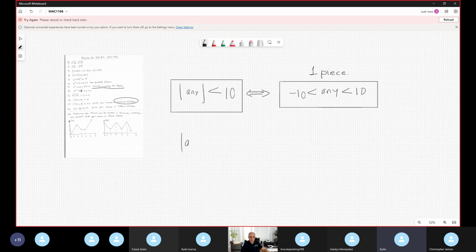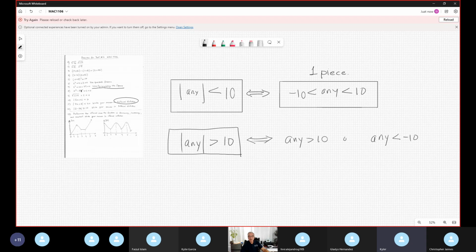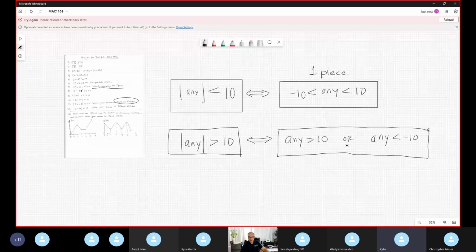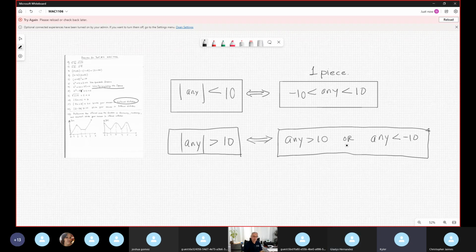However, if you have absolute value of any expression greater than the same number, you decompose it into 2 pieces. The first piece is the expression greater than 10, and the second piece is the expression less than negative 10, and you connect them by OR. In this moment, you have one compound inequality that consists of 2 inequalities, and you end graphically the solution. Super cool? Yes. Okay. Let's move on now to question 13.